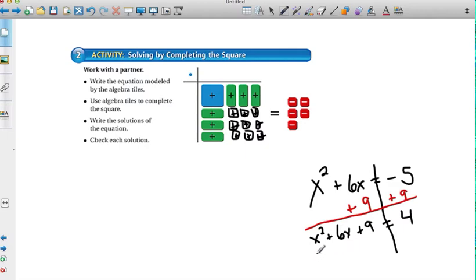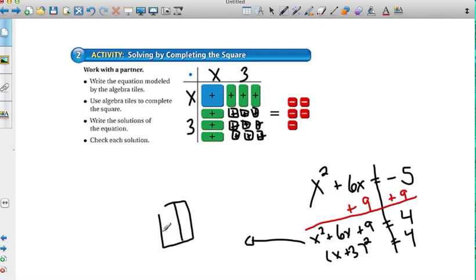I'm going to rewrite this as a factor, and if we come back up here, I know this is an x, I know this is going to be a 3, and this is also an x and a 3, and therefore my factoring becomes x plus 3 times x plus 3, which is squared, equals 4. Now, if you wanted to take this piece and draw your rectangle without the tiles and actually draw it out like we had before, then that would be a 9, and do your diamond problem, you'll end up with the same answer as well.